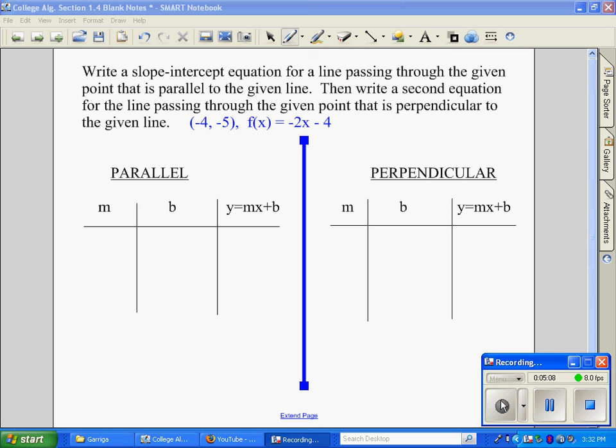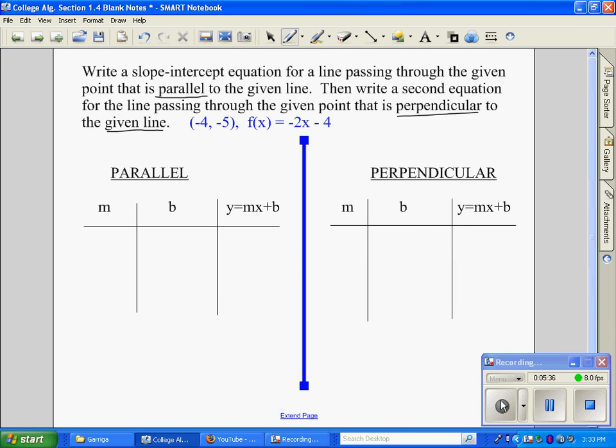This next problem is going to be our longest, most difficult problem we encounter in this section. It says write the slope-intercept form of an equation, which means we want y equals mx plus b, through the given point, and that's parallel. Then we want a second equation that is perpendicular to the given line. So first of all, it's going to be like a two-part problem. We're going to work parallel, and then after that we're going to work the perpendicular.